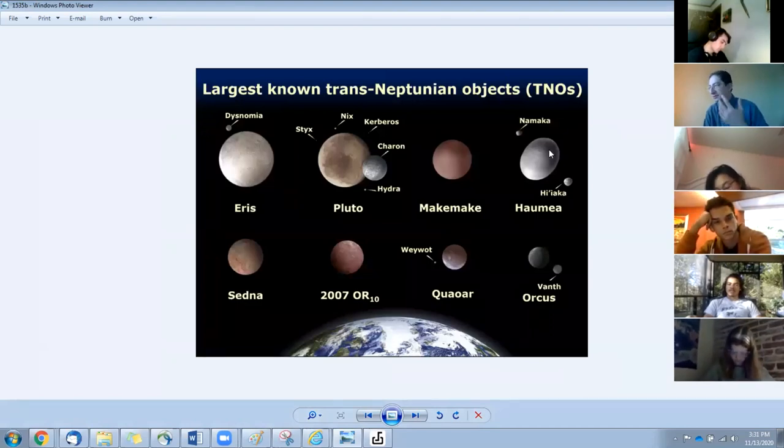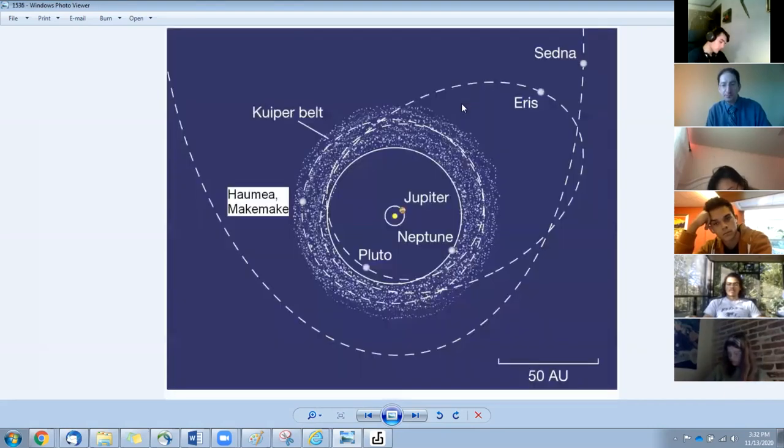Makemake and Haumea have been declared to be dwarf planets. Next biggest one is Sedna, which we'll see in next slide. It's pretty interesting, but it goes on and on. There are dozens of worlds out there. Altogether, we call them trans-Neptunian objects. Most of them are in the Kuiper Belt.